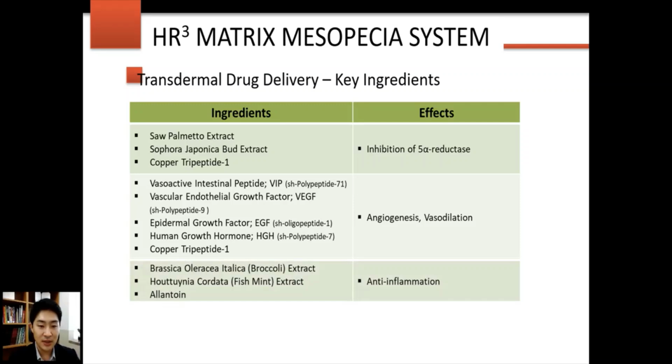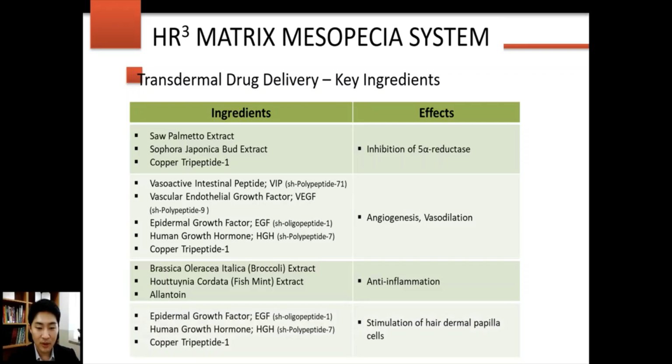Broccoli and fish mint extracts are known to suppress the inflammatory responses and supply nutrients such as vitamins. The keratolytic action of allantoin is used to break up dandruff scales. So it soothes the scalp and relieves inflammation.